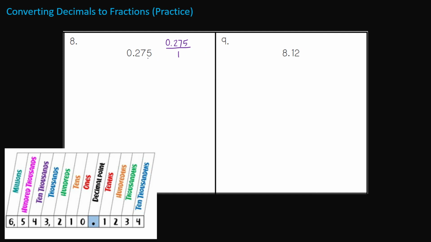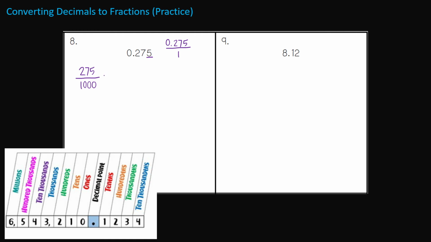And I'm going to take a look at the last place I see in this decimal. This is the third place over from the decimal, and when I look at that, that's the thousandths place. So this would be 275 over 1,000, 275 thousandths. And now from here we can simplify.